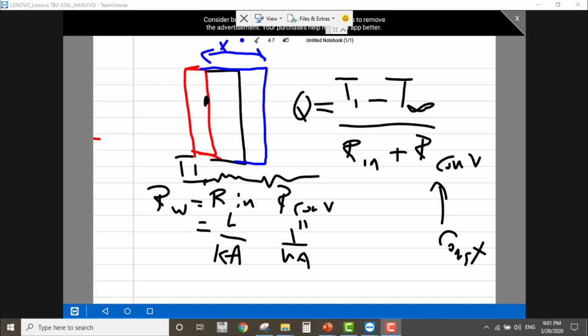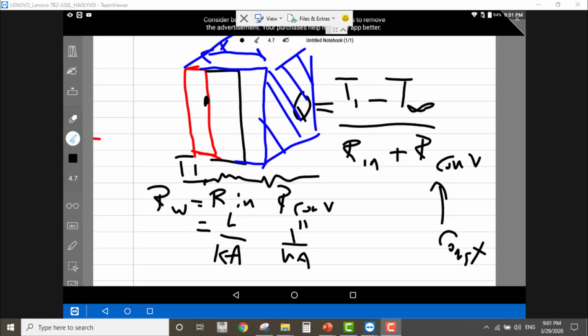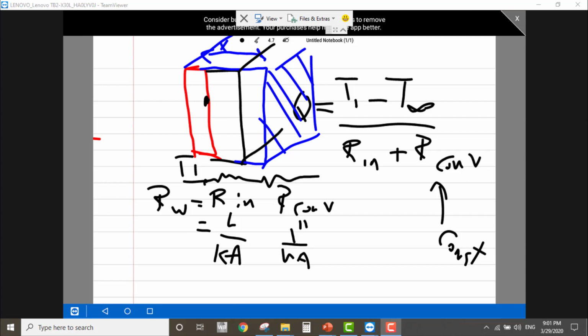But in terms of area, this area here, the side area, remains constant in both thicknesses. So this parameter remains constant in the wall. Okay, so this one will not change, so it is not a parameter. The only one that changes is the R insulation.